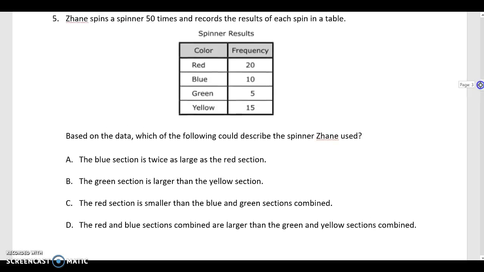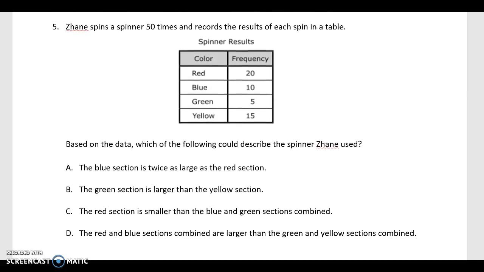It says, Zane spins a spinner 50 times and records the results of each spin in the table below. So you see the color and the frequency, right? Red happened 20 times, blue happened 10 times, and he's telling us that he did it 50 times. So I'm going to go ahead and write my total in, so I don't have to add it. Based on the information, which of the following could describe the spinner used? If it's could describe, do we want true or false? True, right? We want a true statement that could describe the spinner.